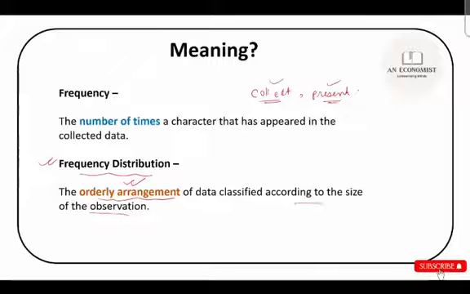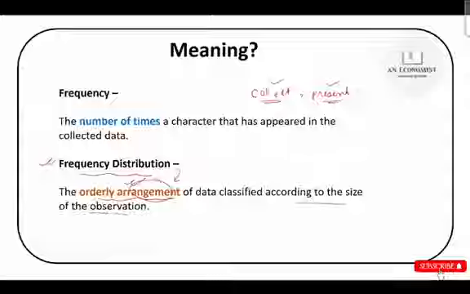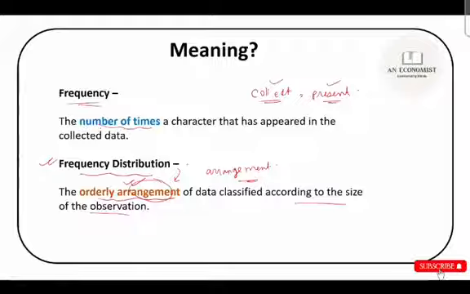We will see how to do this, but as of now you should know that frequency distribution is constructed to orderly arrange the data. So the function that is being performed here is the arrangement of the data, right? And what is frequency? Frequency is the number of times a character has appeared in the collected data. It's simply the number of times. We'll see this in a while.